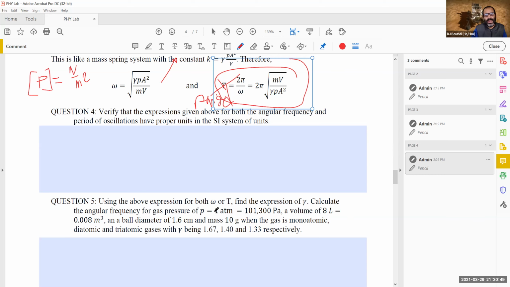When the gas is monoatomic, so you have gamma being 1.67, and you would want to find omega. And you do the same calculation for 1.40, and you do the same calculation for 1.33.